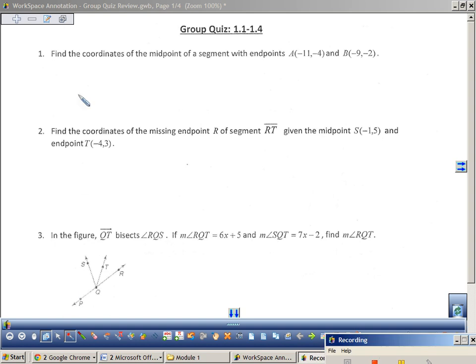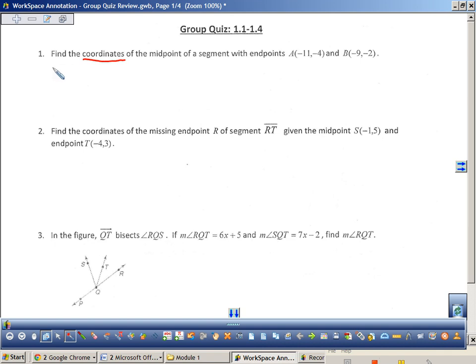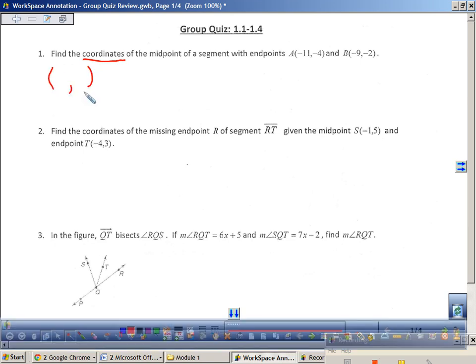So let's review our group quiz. Find the coordinates. Coordinates means something like this: x, comma, y of the midpoint. What's the midpoint? The middle point. So if I have an end and an end, I'm looking for the middle of a segment with endpoints -11, -4, and -9, -2.